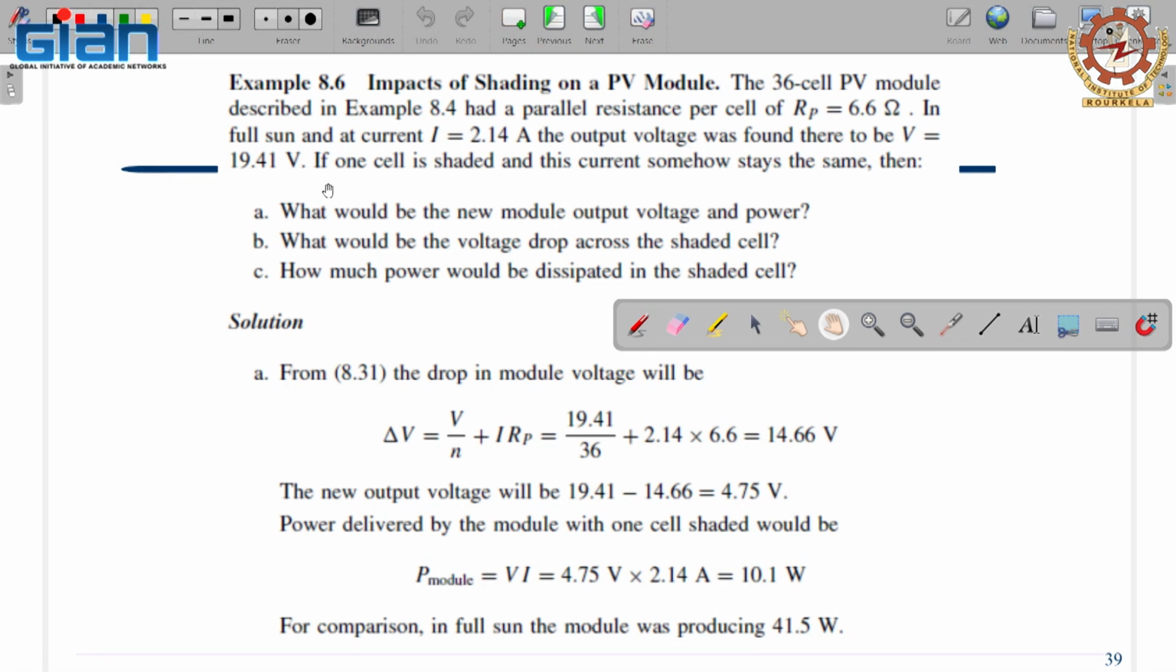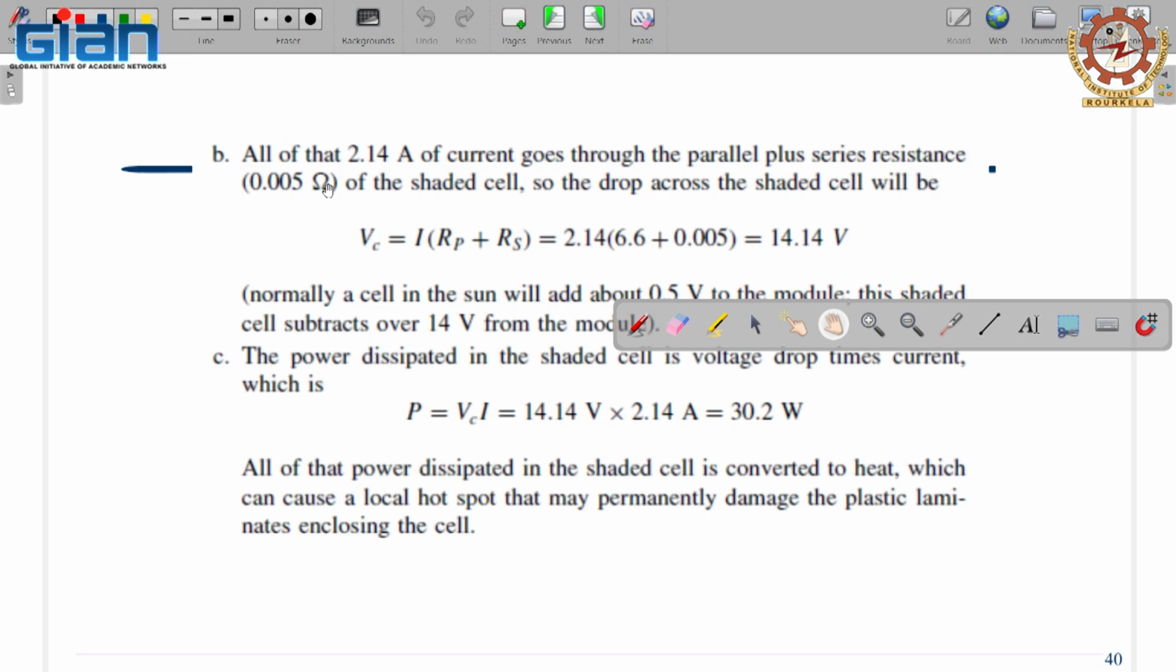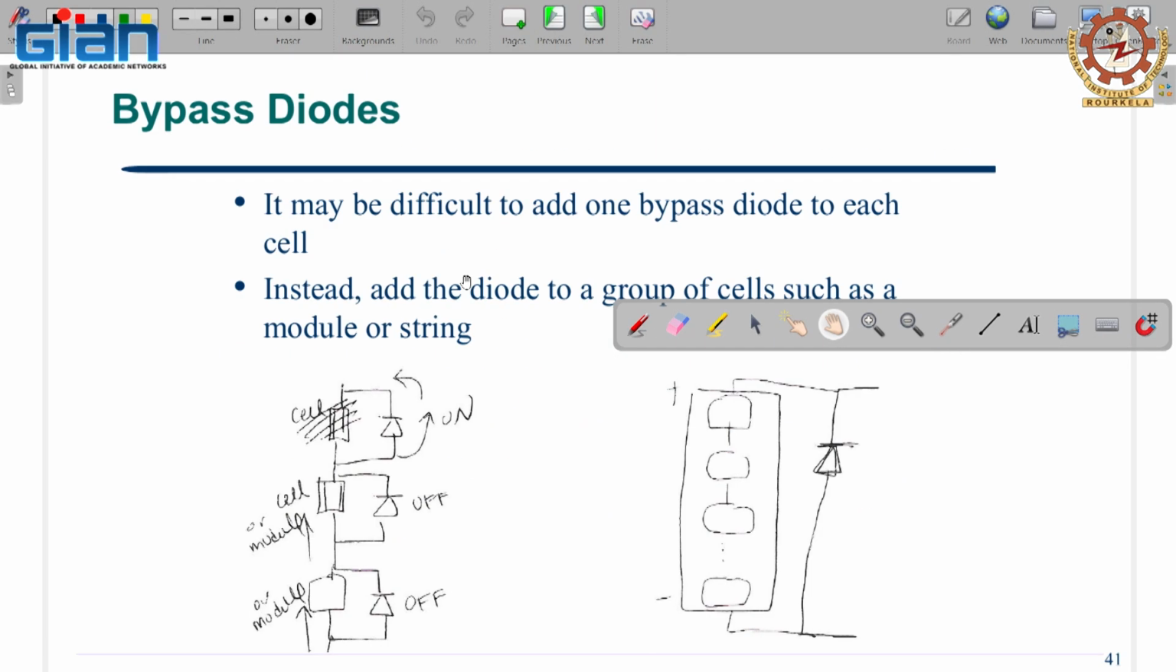So this is really one of the big problems of shading. See how this shading can be avoided; the shading diagram, all these things, should be considered as far as possible. So all this calculation is given here. And now we talked about connecting one diode across each cell, which is not practicable. What we can do is place one diode across each string, one series circuit.